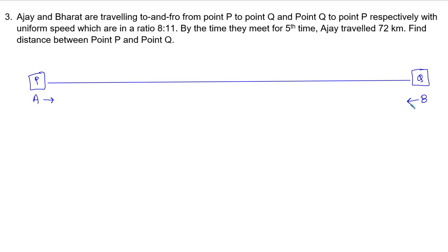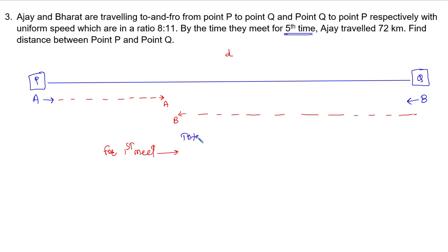So let's have a look at it. By the time they meet for fifth time, so when the first meeting of A and B will happen, let's say the distance P to Q is D. When the first meeting of A and B will happen, let's say A comes over here and B comes over here. So for first meeting, total distance traveled by A and B together is how much by the time they meet for the first time? That is equal to the total length P to Q, D.